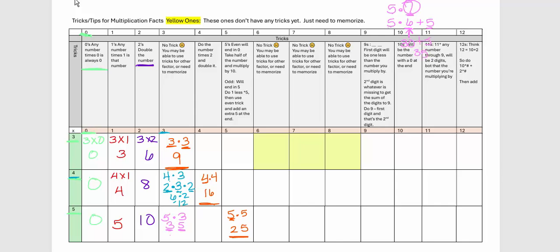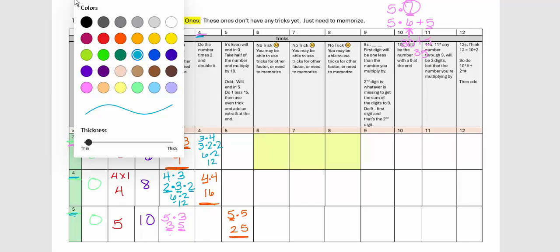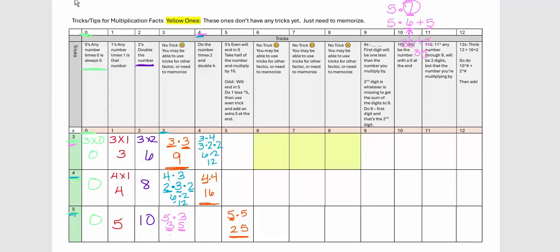All right, this one, 3 times 4. So we can use our 4s trick. For 3 times 4, we could think 3 times 2, and then double it. So 6 times 2 is 12. 5 times 4, we could use our 4 trick or our 5 trick. Because it's even and I think that trick's pretty easy, I'm going to use the 5 trick. So for 5 times 4, I'm going to cut this in half and it's 2, so this is 20.